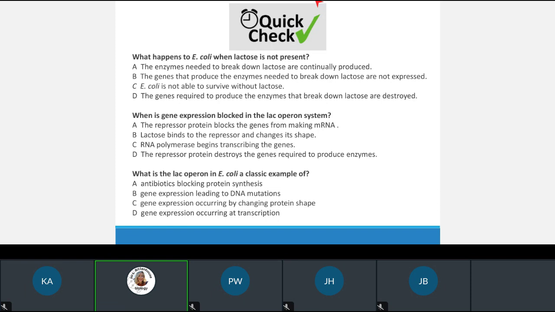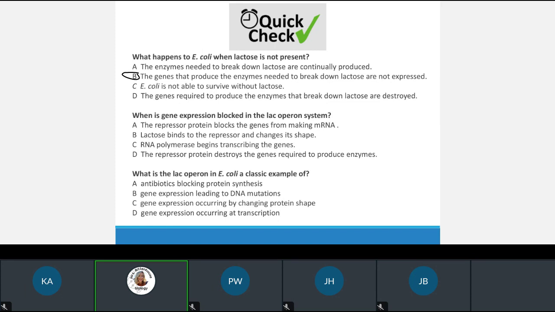All right. So what happens is it's actually B. The genes required to produce the enzymes to break down lactose are not expressed. Sorry, I was looking at the wrong one. B. Okay, they are not expressed. When we don't have laundry, we're not running our washing machine.